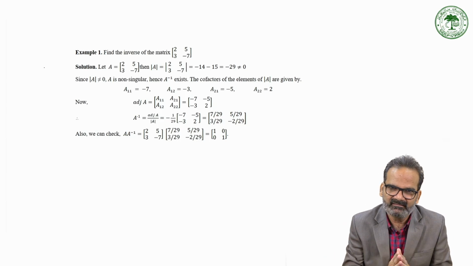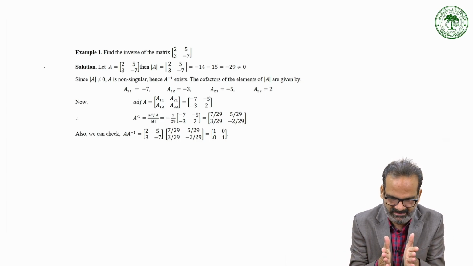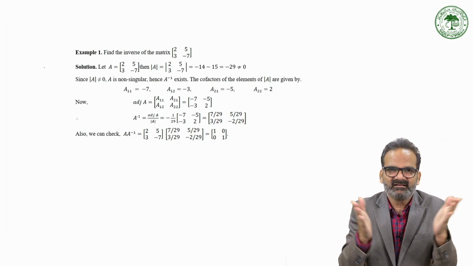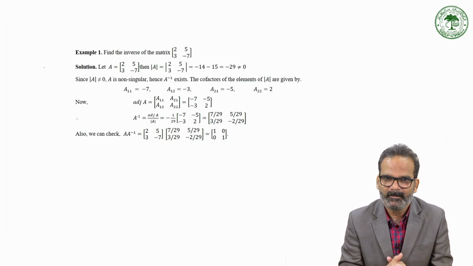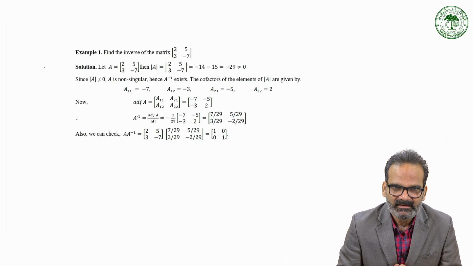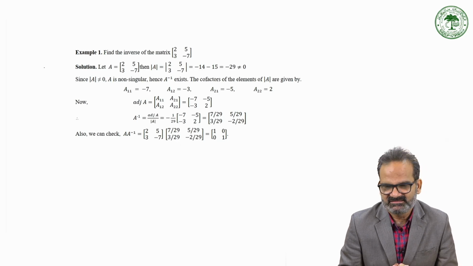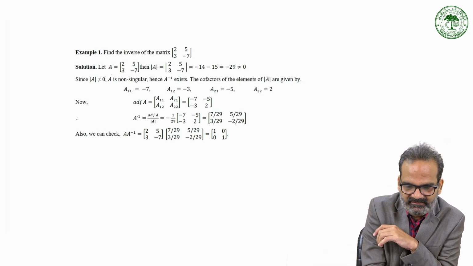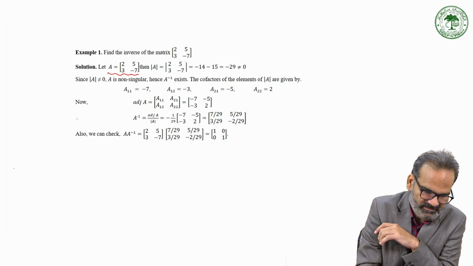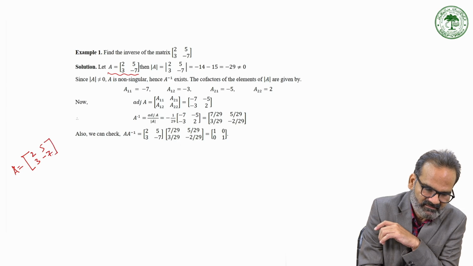Now let us take an example. I have taken here the matrix of order 2, and in a similar way you can extend the same concept of finding out the inverse of a matrix of order 3, right? So find the inverse of this matrix. The first row contains 2, 5, the second row contains 3, minus 7. So see, this is the matrix A, right? Let us take, this is A, 2, 3, 5, minus 7, right?